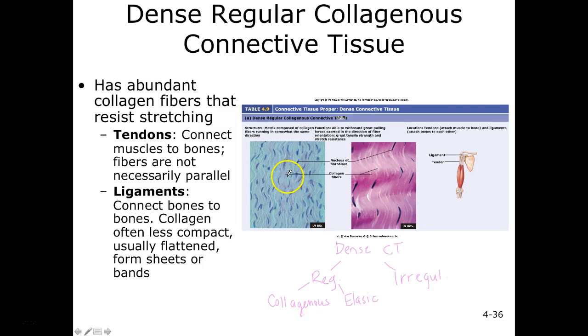So the light pink here, and kind of the darker and light pink that you're seeing here, those are all the collagen fibers. And then dispersed throughout here, we have the nuclei of our fibroblasts.